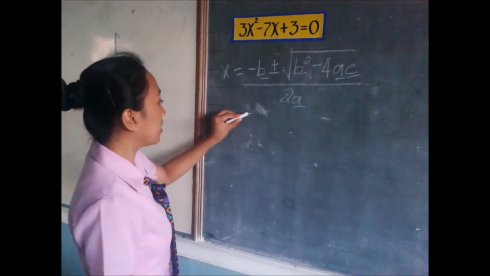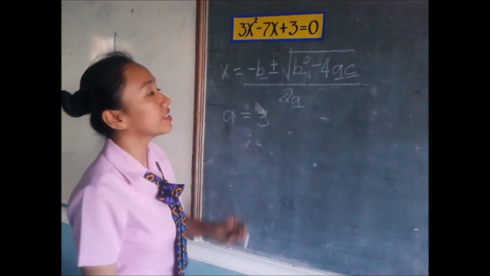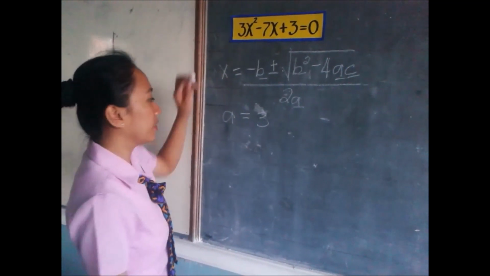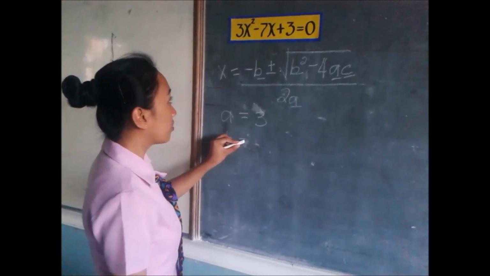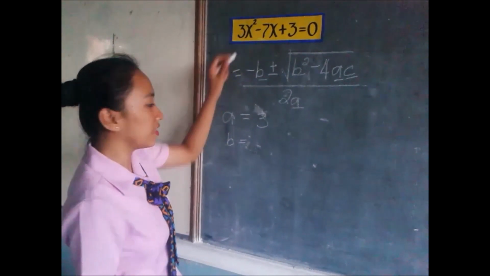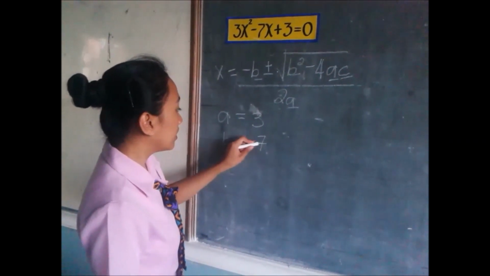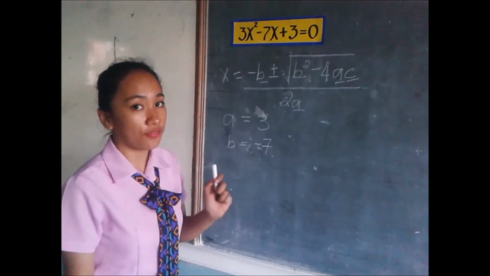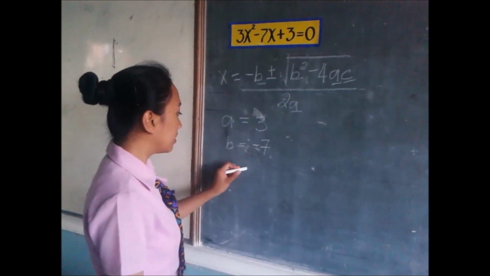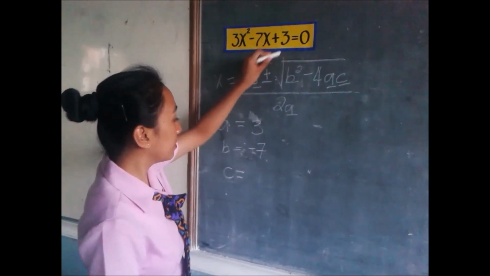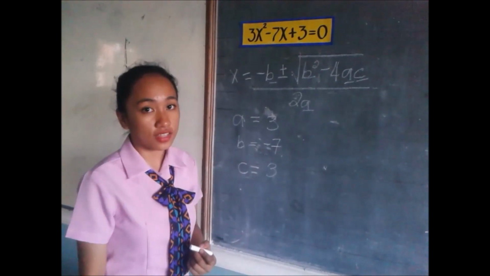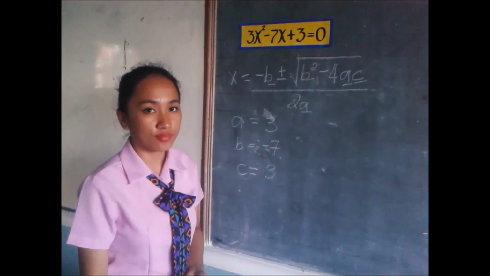A is equal to 3 since the numerical coefficient of the first term is equal to 3. B is equal to negative 7 since the numerical coefficient of the second term is negative 7. And our c is 3 since it is the constant in the given equation.